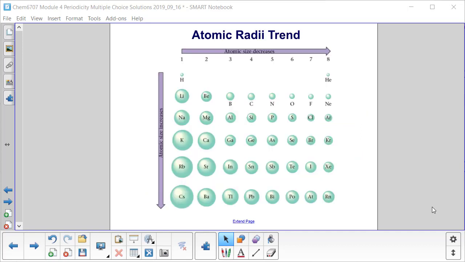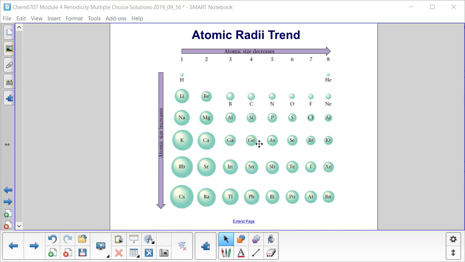Here's a visual representation of the trend in atomic radii. As we go down a group, the atomic radius increases as we're adding an energy level each time. So the distance from the nucleus to that outer energy level increases. The electrostatic attraction decreases and the atomic radius increases.